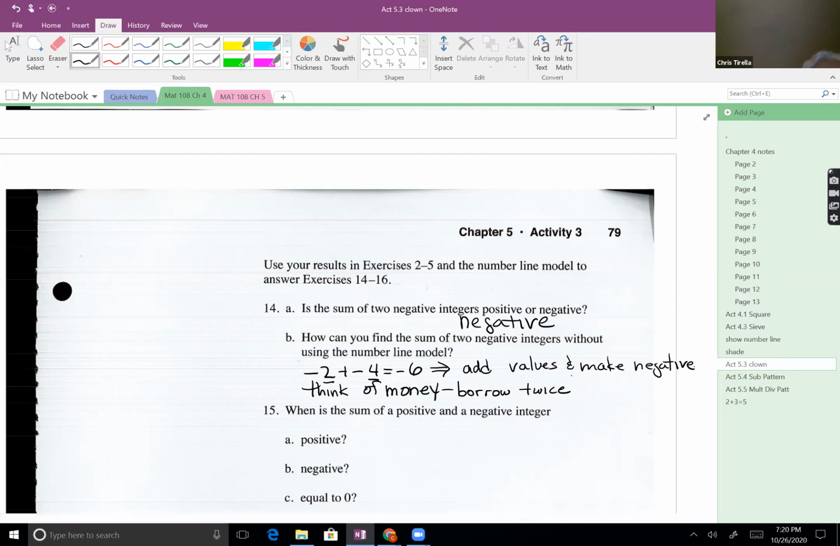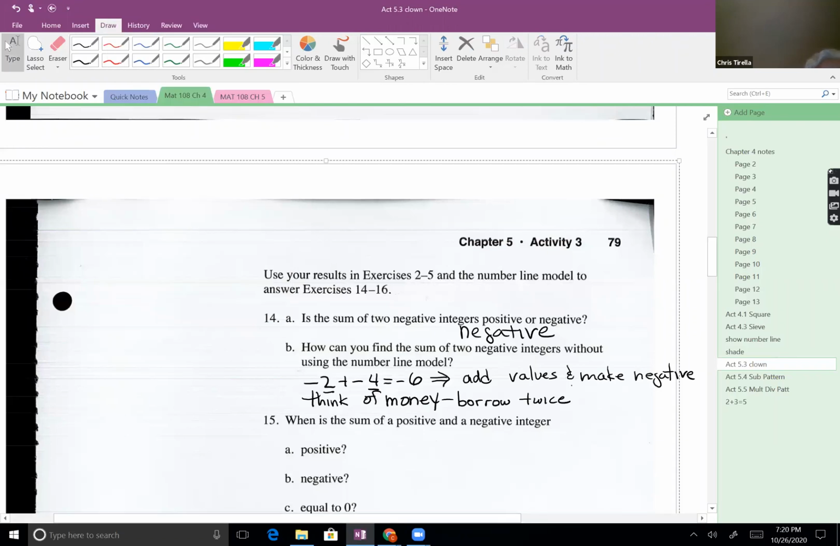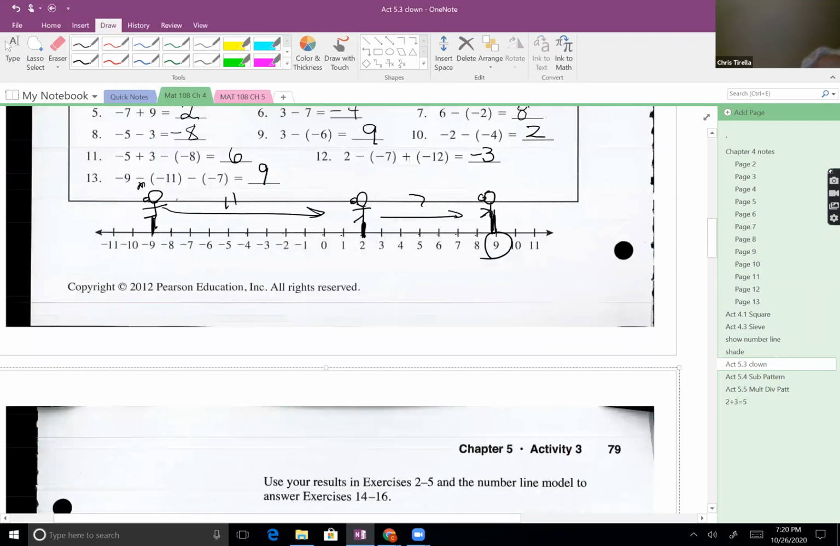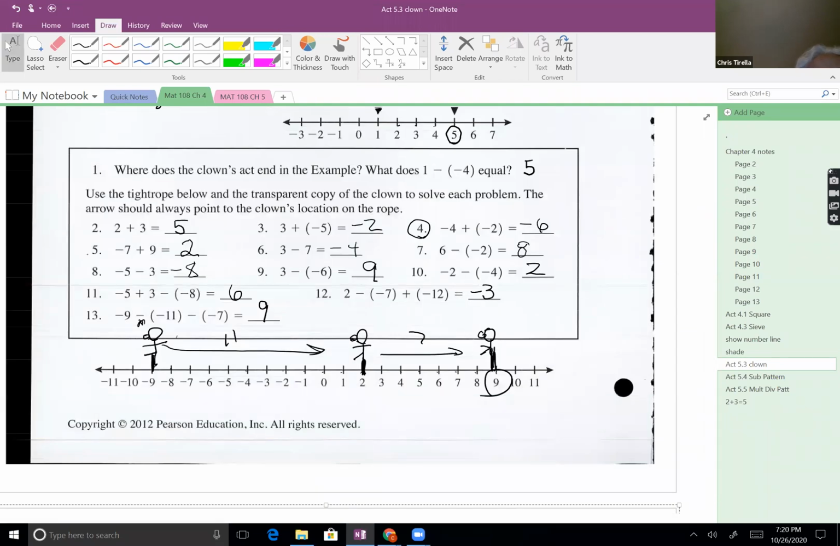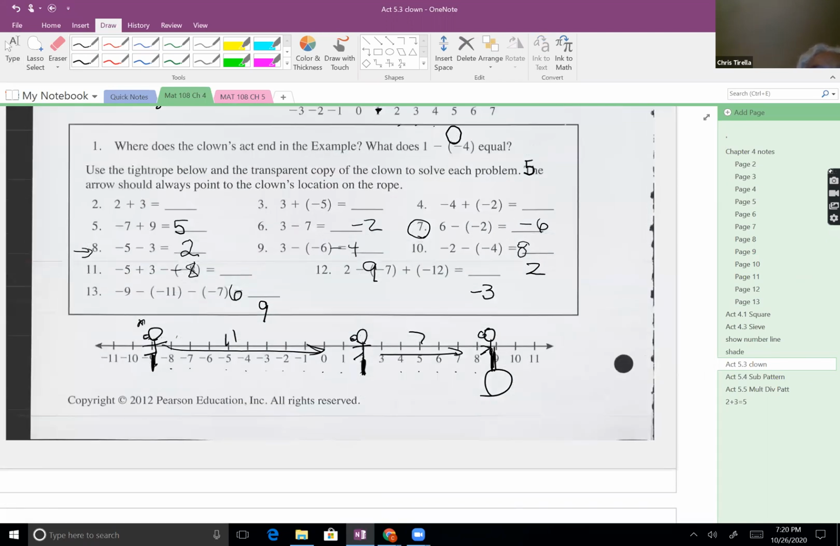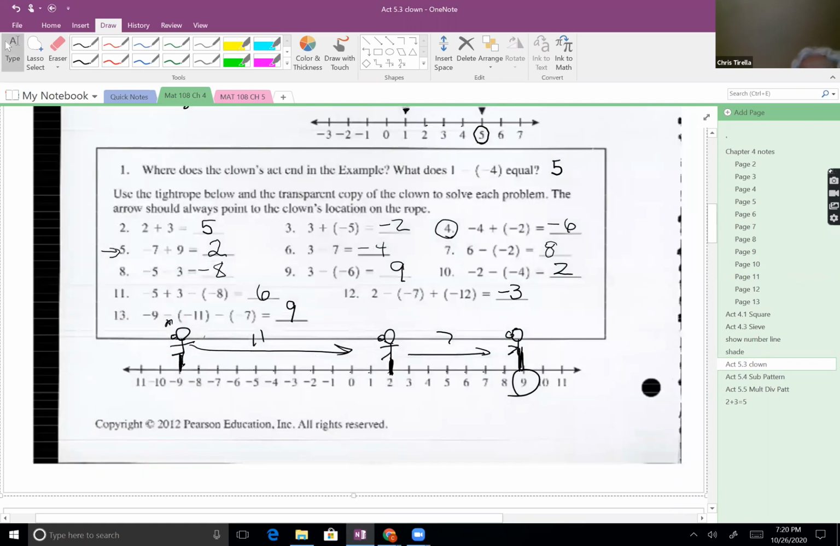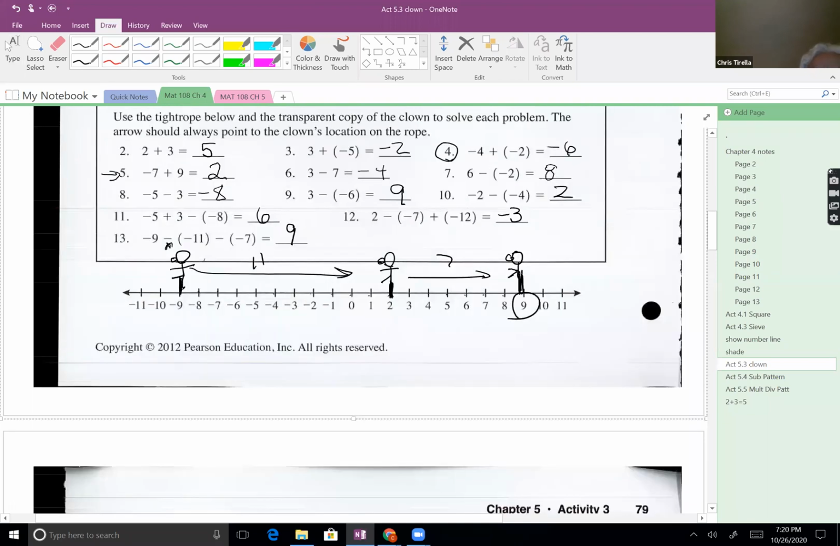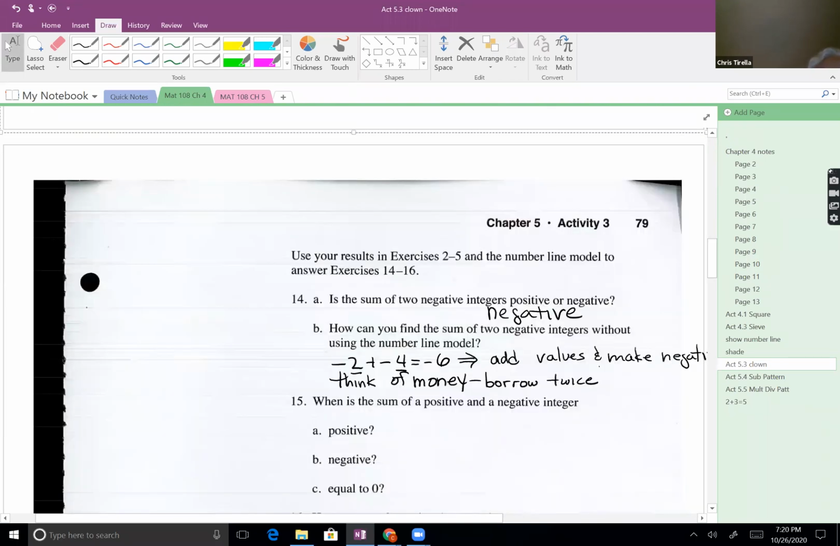Now, when is the sum of a positive and a negative positive? Let's see, when we add a positive and a negative and we get a positive, I think that would be like number 5. When we add a positive and a negative, I think that's the only one. When we add a positive and negative and get the positive, doesn't that occur when the positive number has the greater absolute value?